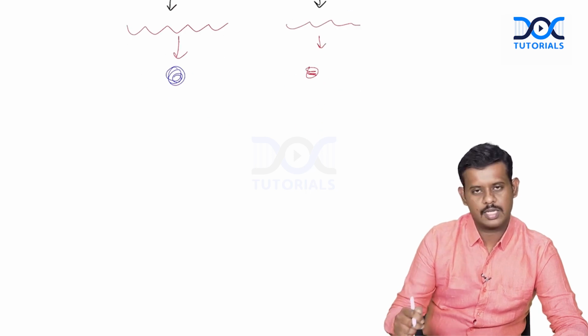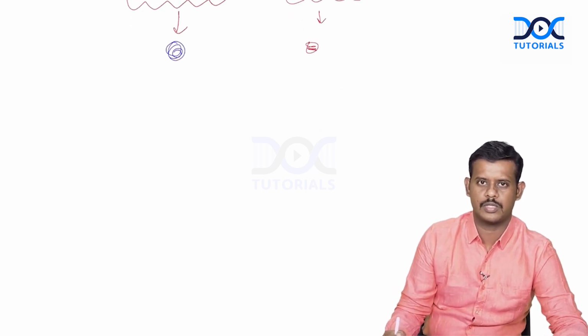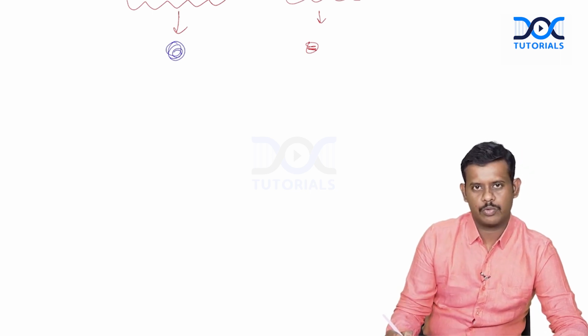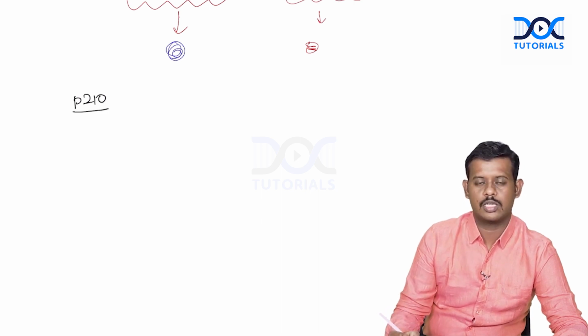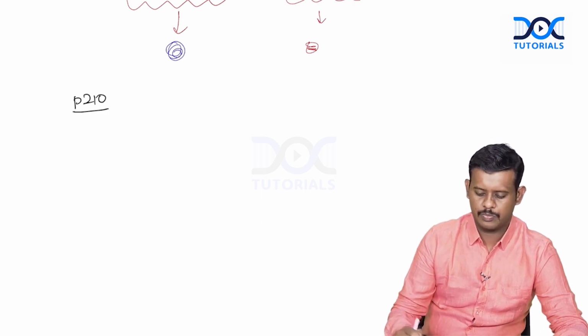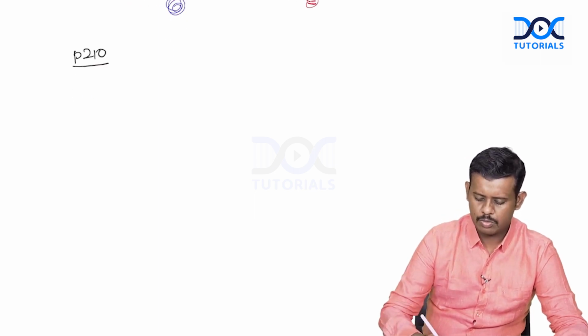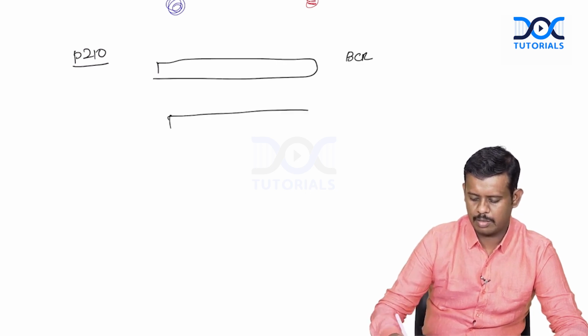So let's discuss this in detail, how the transcripts differ in different proteins. The most common protein is called P210, where 210 denotes the weight of the protein in kilodaltons. This is because of the joining of the BCR and the ABL at different regions. So let's take, this is the BCR gene and this is the ABL gene.